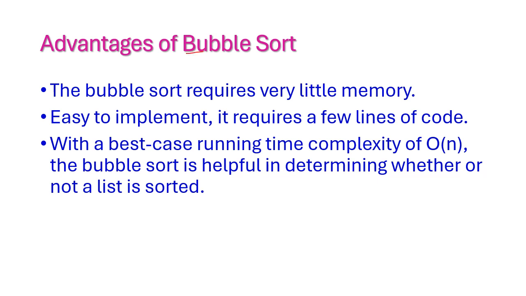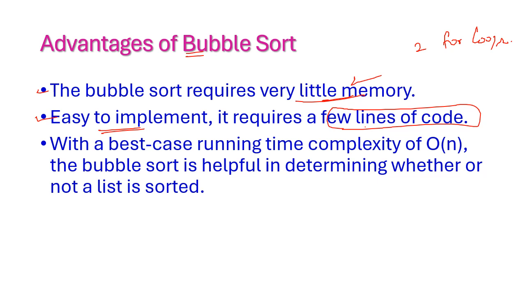Advantages of bubble sort. Bubble sort is a very simple sorting technique. It requires very minimum memory, that is, very little memory. And it is easy to implement. It requires very few lines of code. Okay, only two for loops, right? And in the best case, the runtime complexity is order of n.